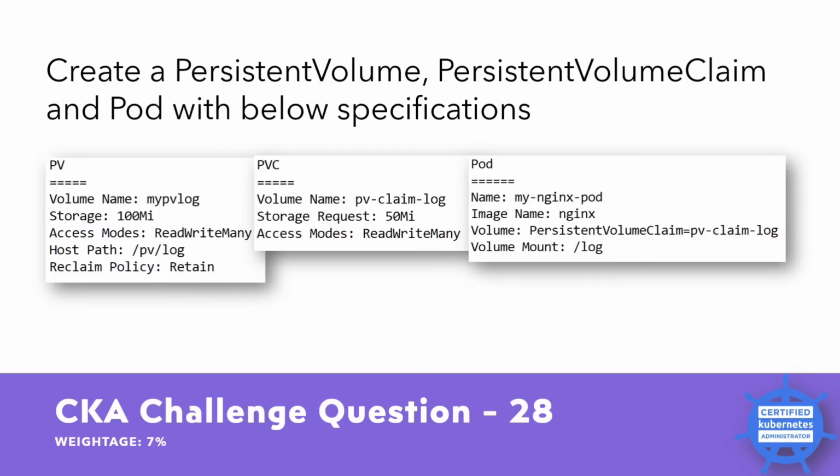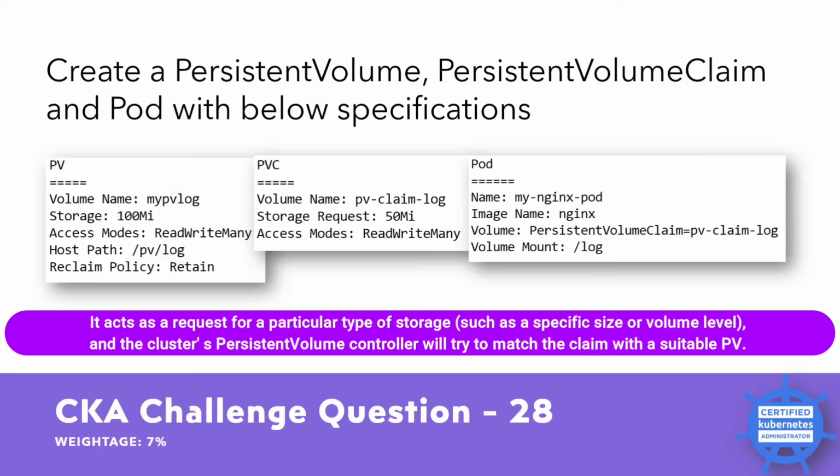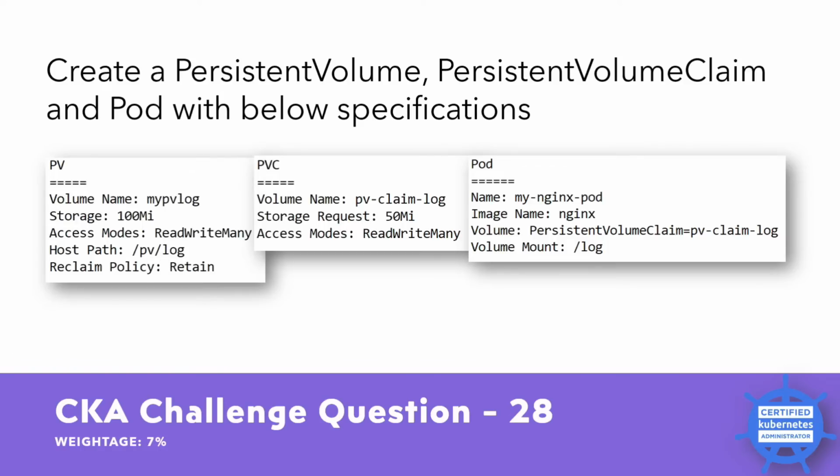A persistent volume claim is a request made by a pod for a specific amount of storage. It acts as a request for a particular type of storage, such as a specific size or volume labels, and the cluster's persistent volume controller will try to match the claim with a suitable PV. A PVC can be created by a user, typically by specifying the amount of storage needed and other attributes such as the access mode and storage class.